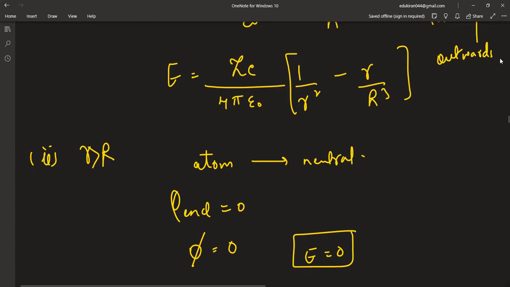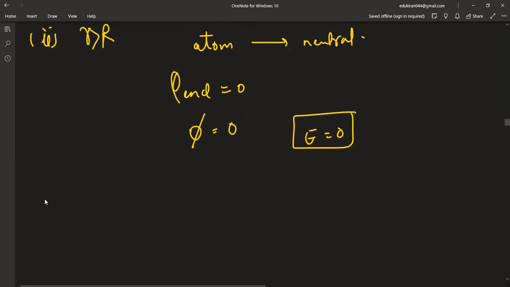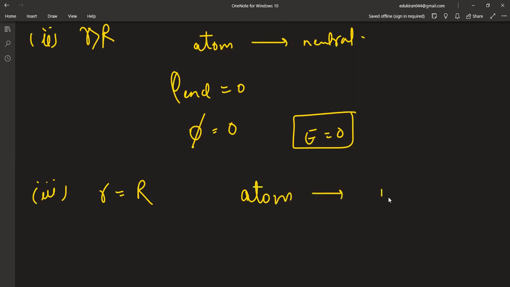And one more case is possible, class. Less than and greater than we have discussed. What if both are equal? If both are equal, then also atom is electrically neutral. So again the charge enclosed will be 0. Flux will be 0, electric field will be 0.